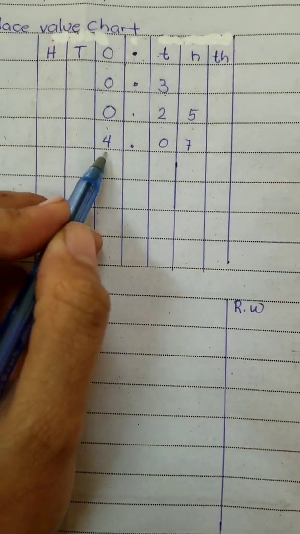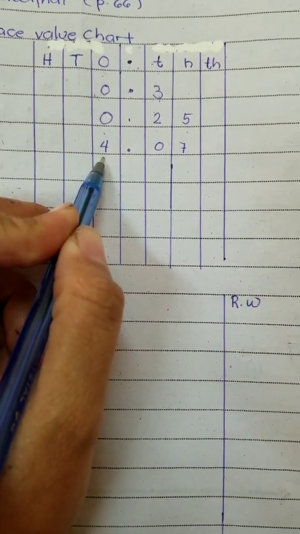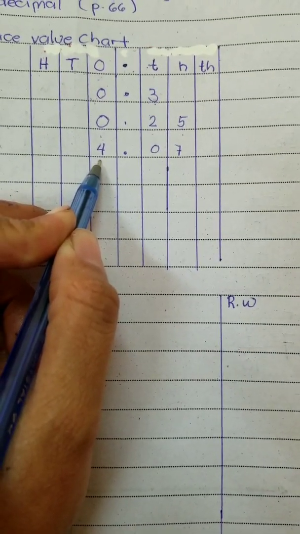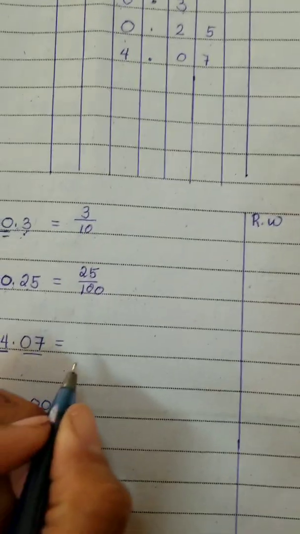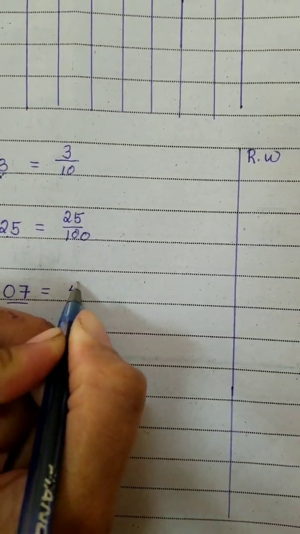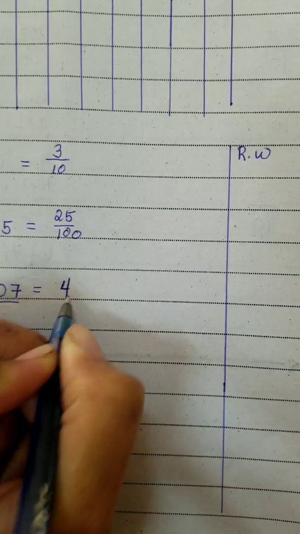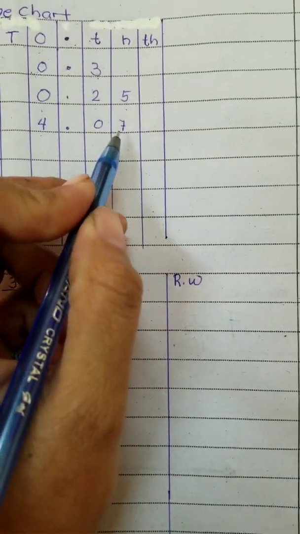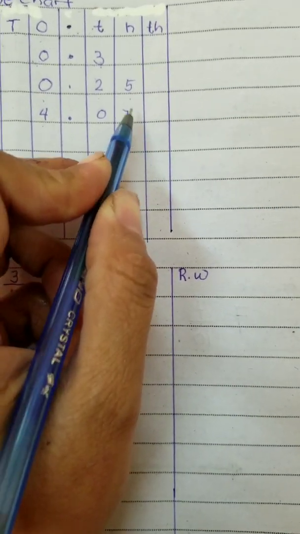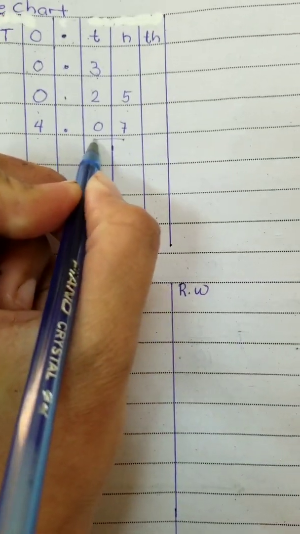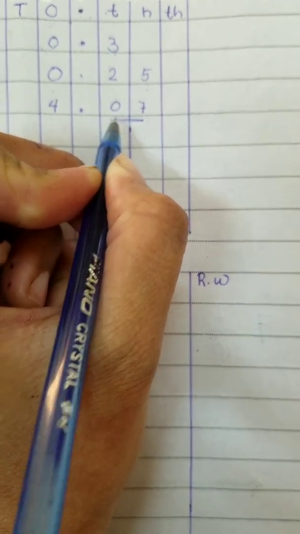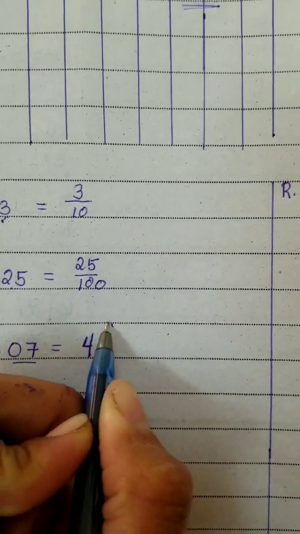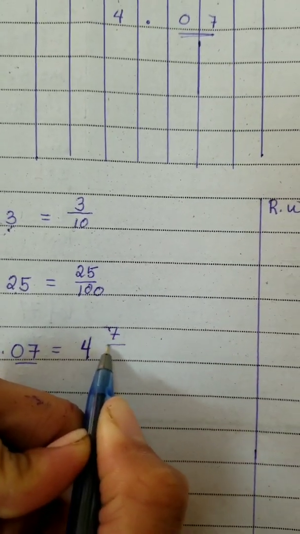If you notice here, my whole number is 4. Therefore, this fraction will now become a mixed fraction. So our whole number will be 4, and I will write it in the whole part of the mixed fraction. And my numerator will be 7, since your decimal part is 7. So I will write that in the numerator, which is 7 over.